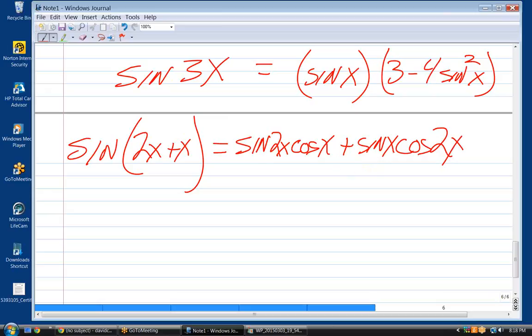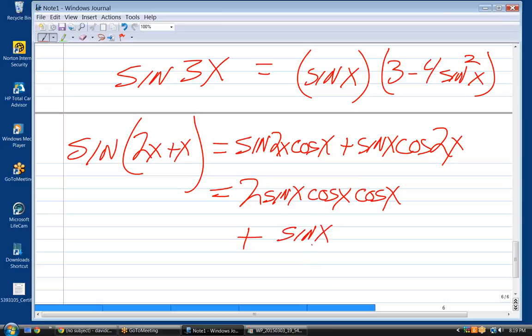And now I'm going to use my double angle identity to change the sine of 2x into 2 sine x cosine x times this cosine x plus sine x, and now I've got to use an identity for that, and I see some squareds in there, so let's see, this is going to become cosine squared x. So I think I want to use the cosine squared identity.